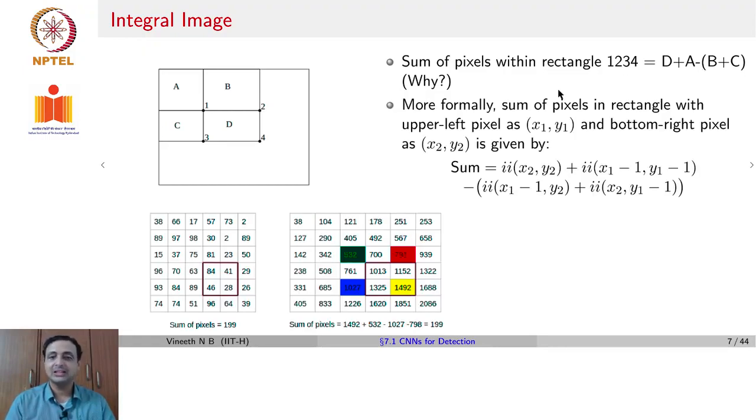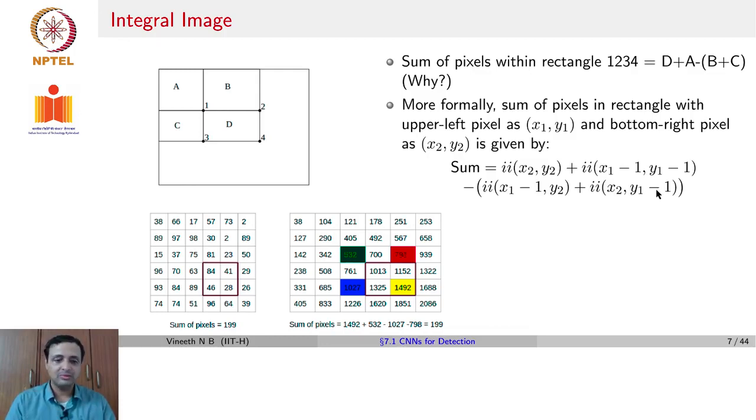So more formally, you can say that the sum of pixels inside a rectangle with an upper left pixel as (x1, y1) and bottom right pixel as (x2, y2) could be given by the integral image at (x2, y2) plus the integral image at (x1 minus 1, y1 minus 1), which is, remember, (x1, y1) is the top left, you'll have to go one pixel before that, minus the integral image at (x1 minus 1, y2) minus the integral image at (x2, y1 minus 1). Okay, so you can work this out to see that this is actually true.